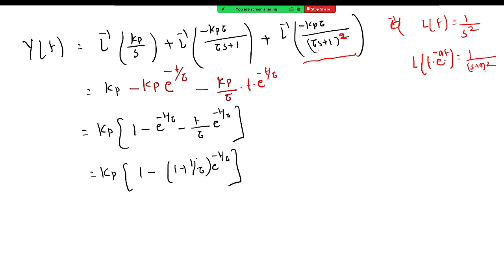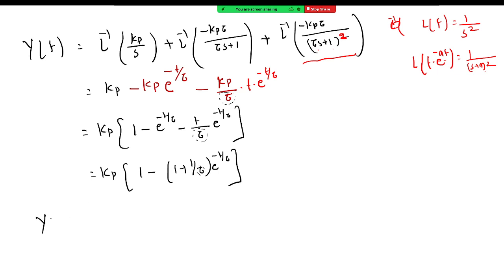While taking tau common from (tau s plus 1) whole square, tau square will come out. So one tau also remains in the denominator. So that's what I am writing here. This tau is here.